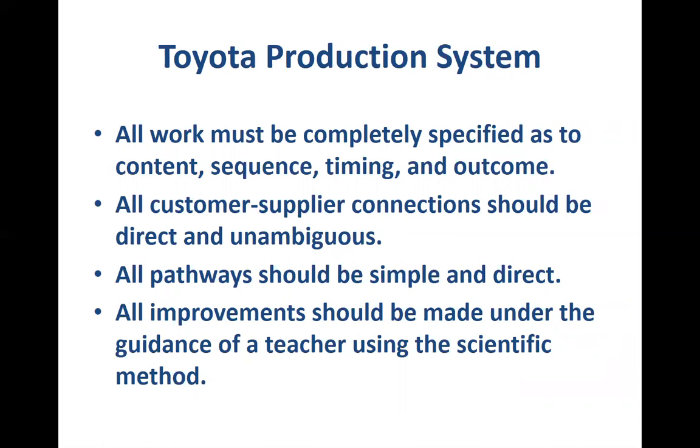The second is all customer supplier connections. Now, this could be internal customer supplier connections between departments, for example, or external customer supplier connections, which is company to company connections. These are all something that Toyota production system expects to be direct and unambiguous. Again, the first one was an unambiguous understanding of the work content, work sequence, work timing, and outcome. The second is unambiguous understanding of customer supplier connections.